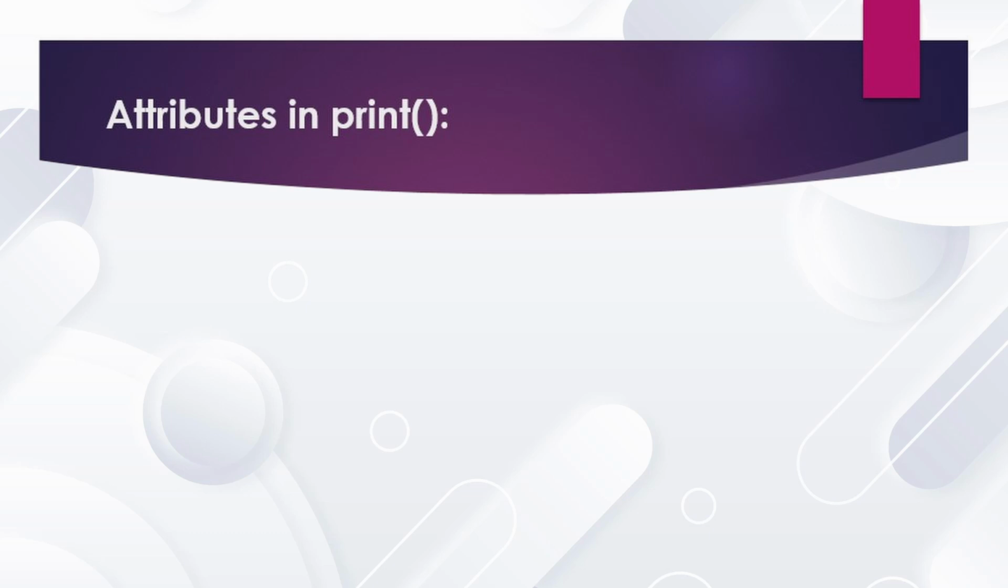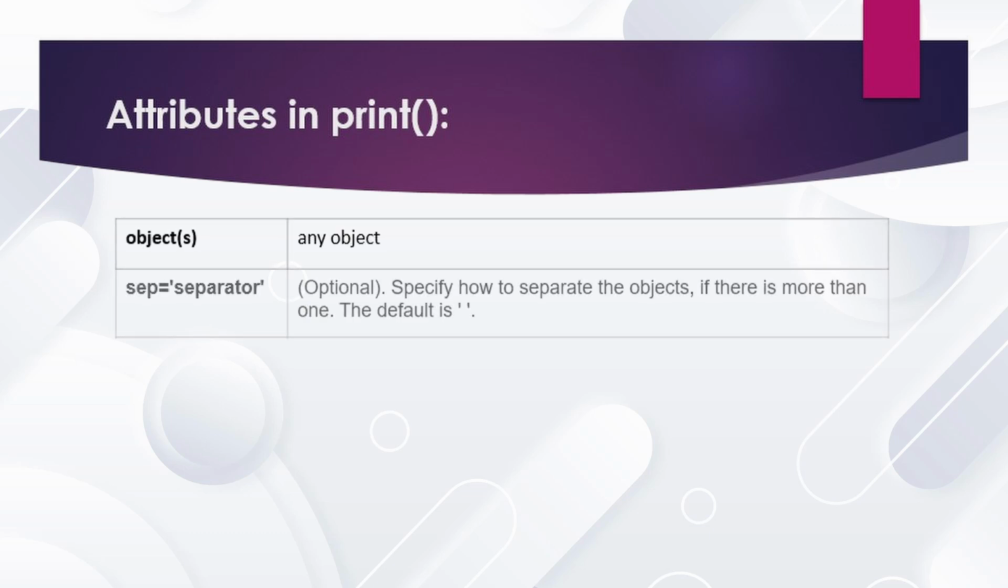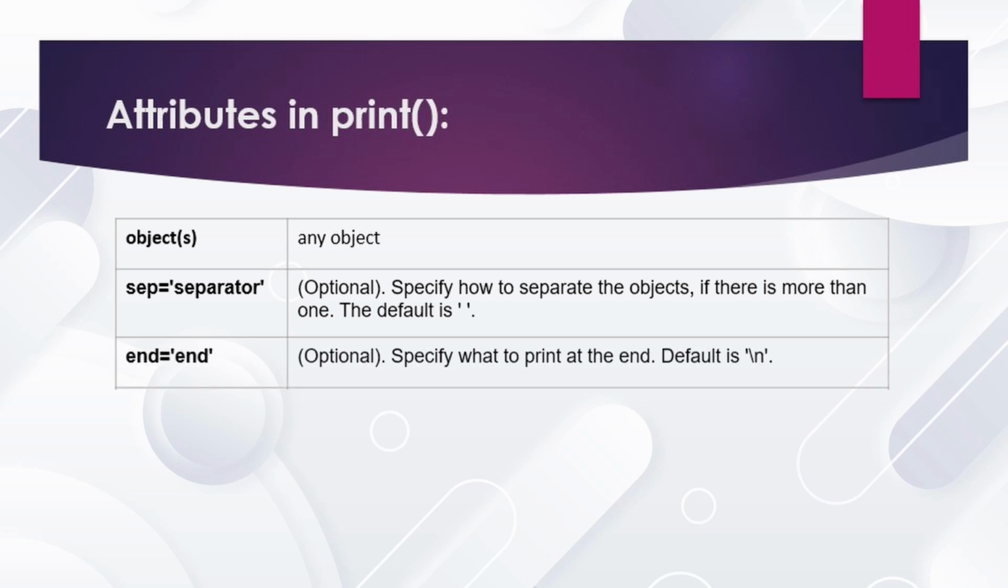Let us look at the attributes. The object represents any object. The sep, or separator, is an optional attribute which is used to specify how to separate the objects if there is more than one. The default is space. Another attribute is end, which is again optional. This is used to specify what to print at the end, and the default option is new line.